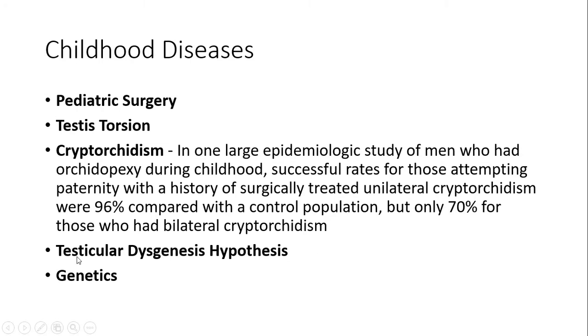Then the testicular dysgenesis hypothesis. Actually, genetics can also be included here. The dysgenesis hypothesis holds that any lesion in the genital and urethral tract of males has a subtle, maybe not evident, histological lesion in testis function. So that can explain male infertility.